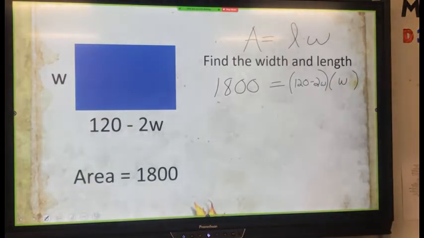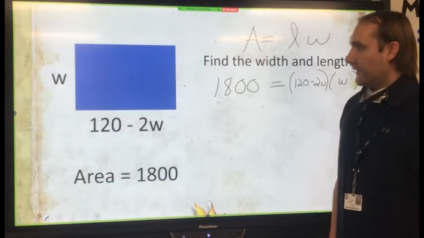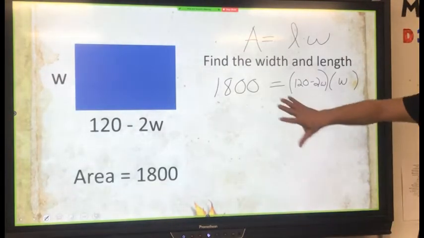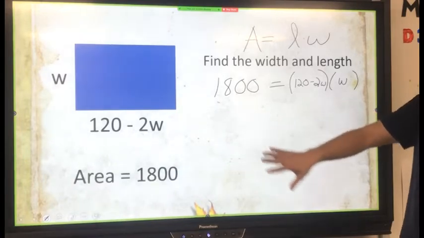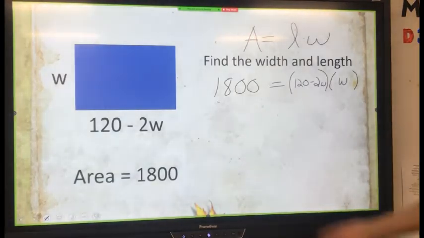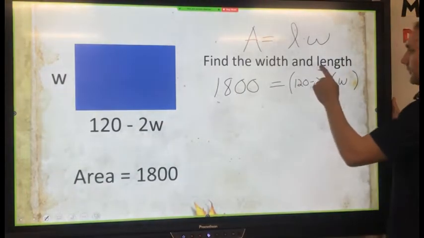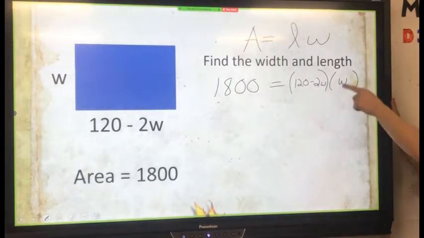Now you're in a dual credit class, so you don't have to worry about the TSI, but this is a TSI question all the way. Pretty sure it's on the test. So once I have this set up, 1800 equals 120 minus 2W times W. How should I solve this?